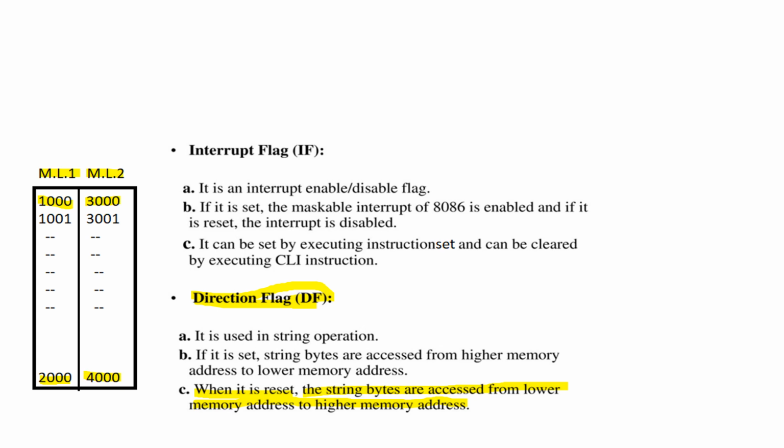So I'm incrementing the address from the lower address to the higher address, and the data from 1000 to 2000 will be bulk transferred to 3000 to 4000. If I want to transfer data from 2000 to 1000, that means I'm decrementing the address: 2000, 1999, 1998. To transfer this data from 4000 to 3000, I need to decrement the address. For that, the direction flag should be 1. If I want to increment the address, the direction flag should be 0. If I want to decrement the address, the direction flag should be 1.